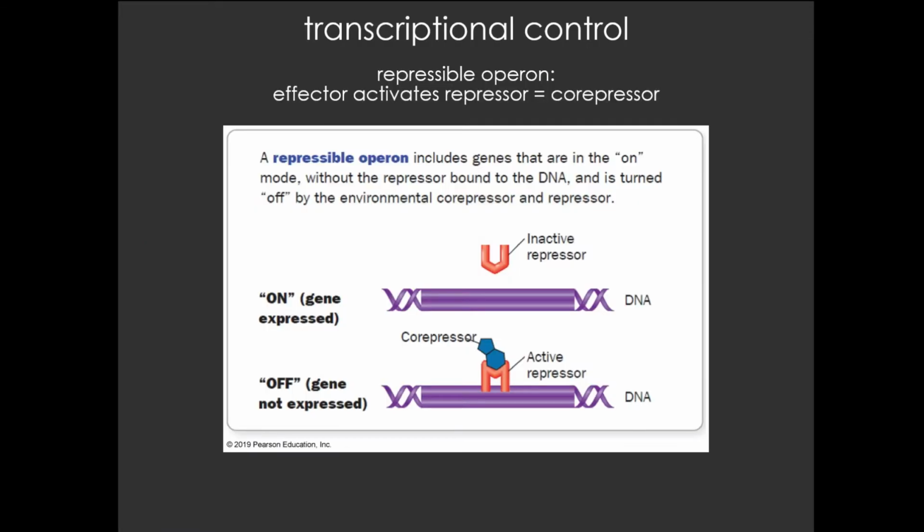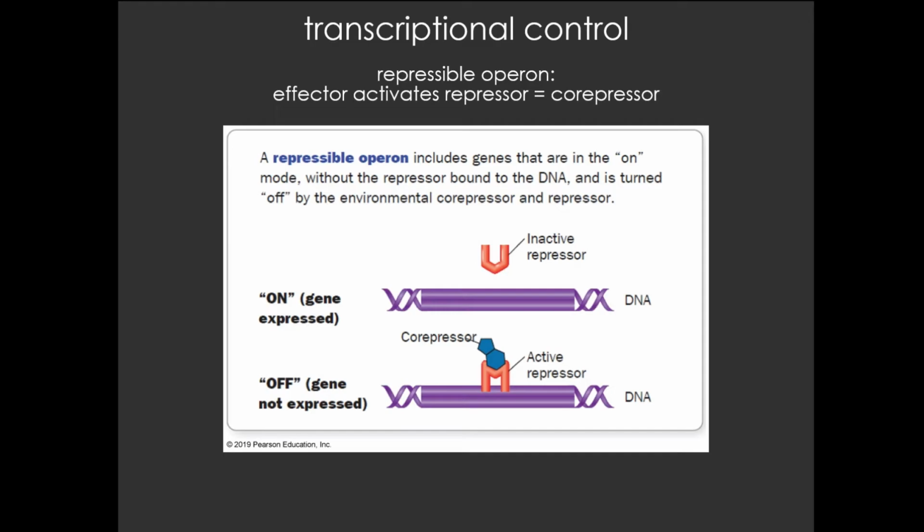Okay, now that we've got that clear, we want to move on and talk about the opposite kind of operon, which is repressed. Unlike an inducible operon, a repressible operon includes genes that are in the on mode without the repressor bound to the DNA, and it is turned off by the environmental co-repressor and repressor. The reason for this difference is that the I gene, the regulatory gene of the repressible operon, is transcribed and translated into a repressor, which is created in the off position.